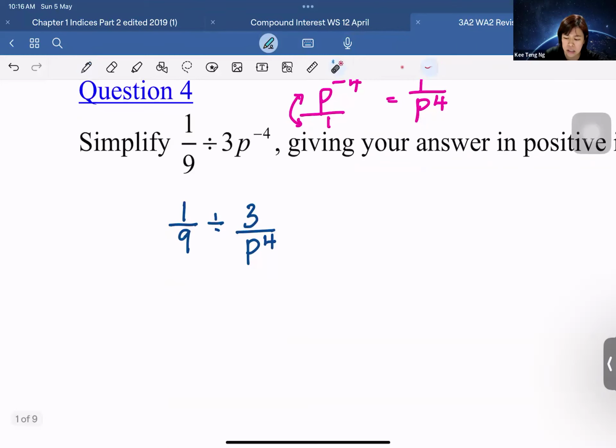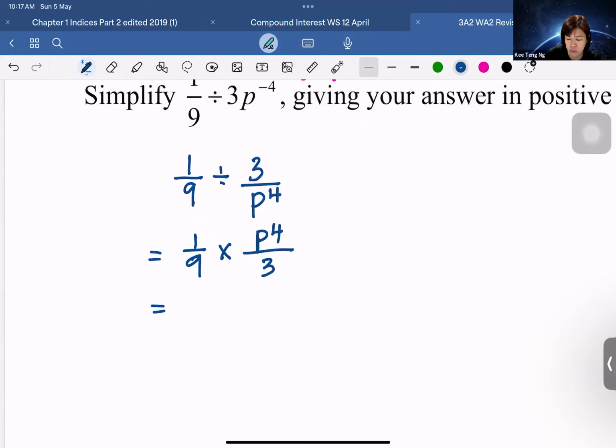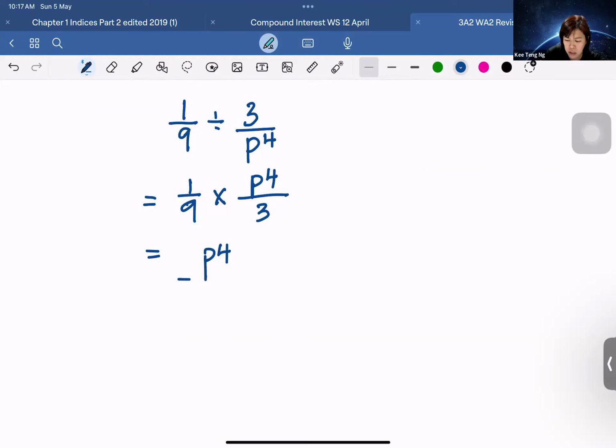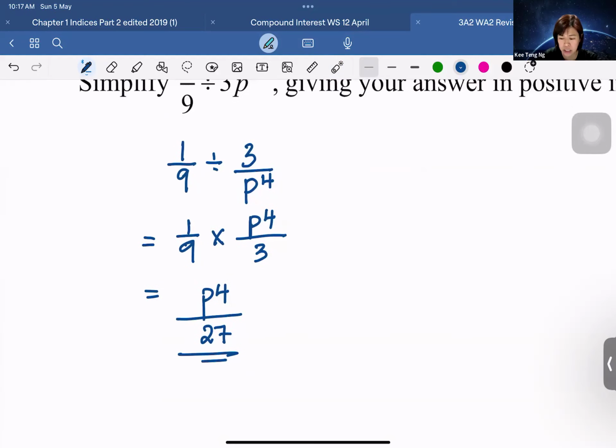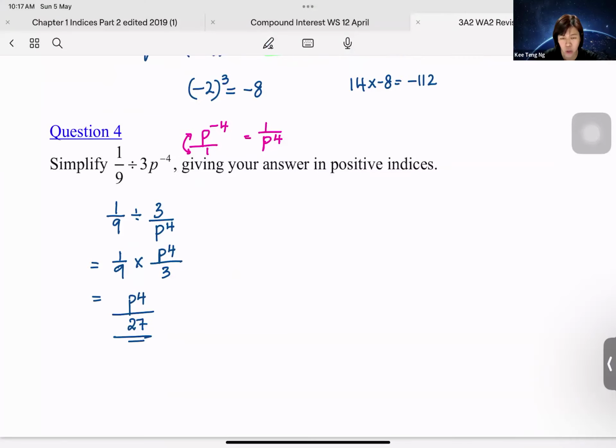Then next, this is a division sign. So we'll do division as multiplication. We flip the fraction, P to power 4 over 3. And we multiply numerator, P to power 4. Denominator, 9 times 3, 27. Have you gotten the answer? So please take note of the possible careless mistake. Okay, next question.